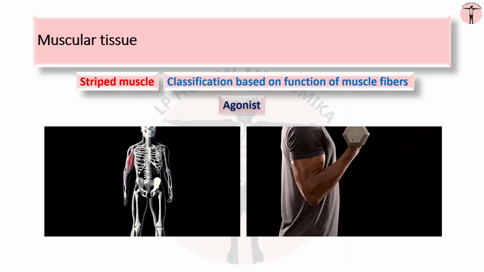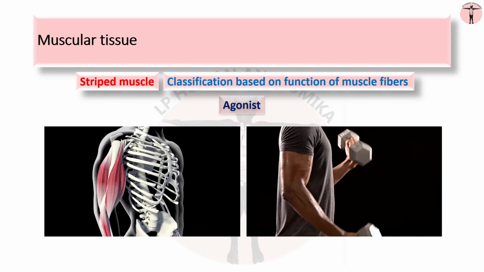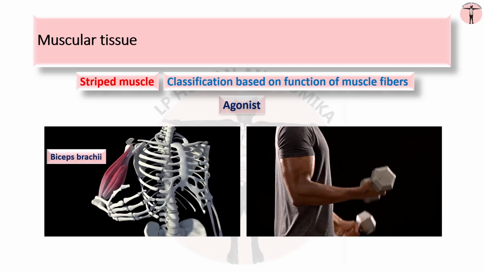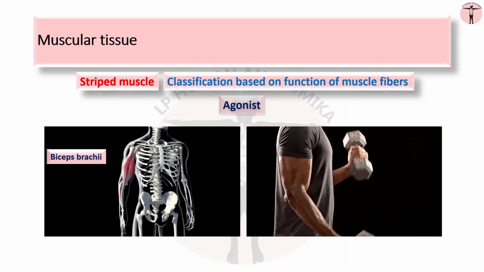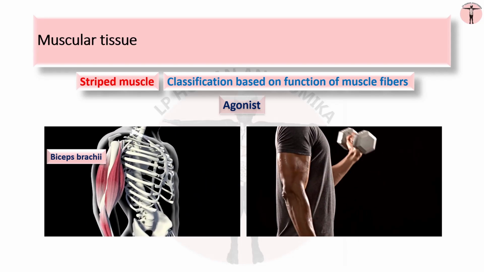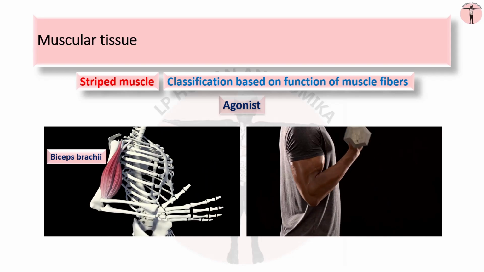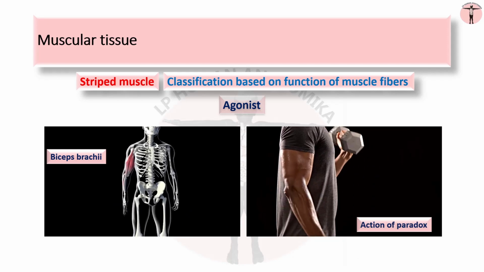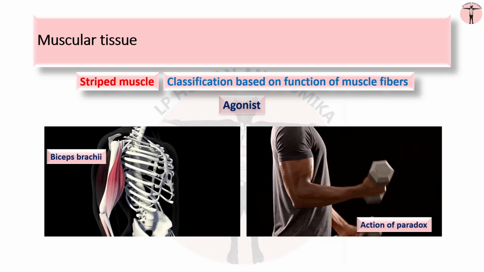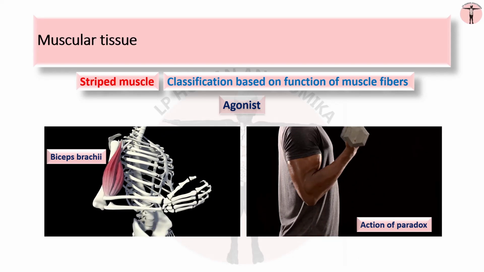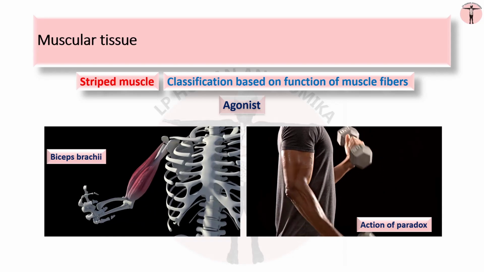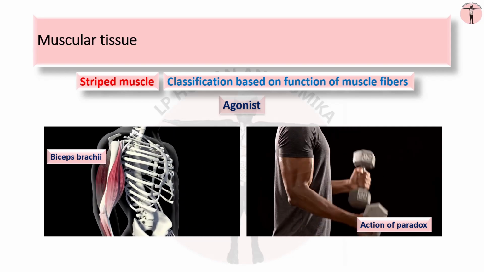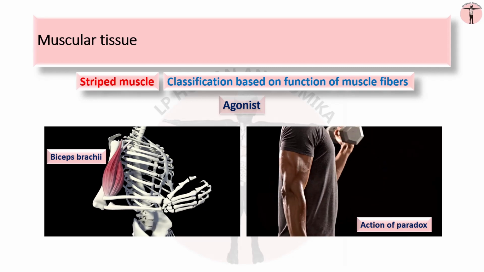For example, brachialis is prime mover for flexion of elbow joint along with biceps brachii forming the biceps curl. When a prime mover helps opposite action by active controlled lengthening against gravity, it is known as action of paradox. For example, extending elbow joint with weight in hand is assisted by gravity but controlled by a gradual active lengthening of biceps, which is the paradoxical or eccentric action.